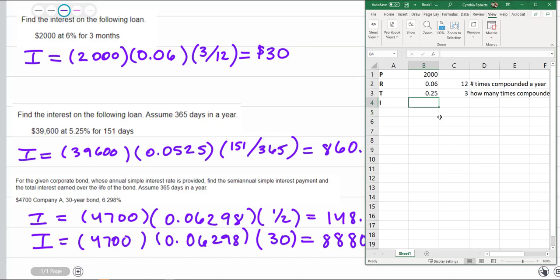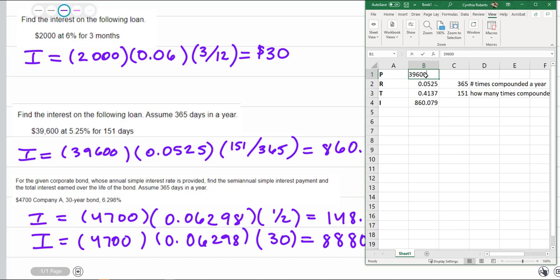And now what I can do is I can do a formula that does the product, which says to multiply, and I just highlight those 3 values. So to find the product, I hit enter and I get my $30. Why would you want to do this in Excel? Watch this. The next one, 39,600, 0.0525. Number of times compounded a year, 365. How many times compounded? Look at that. All I had to do was change these values here, and it automatically gives me my answer.